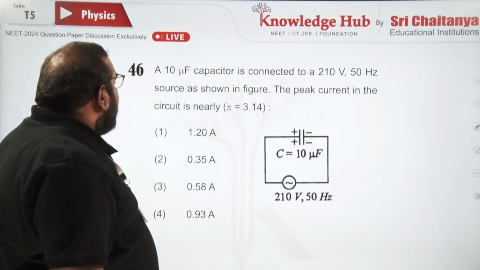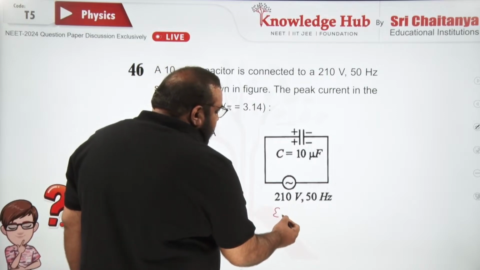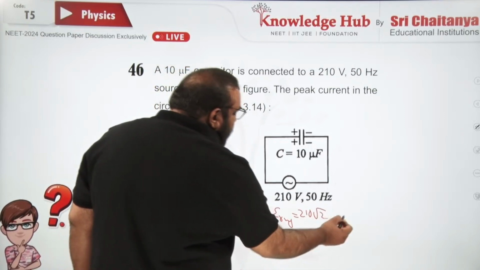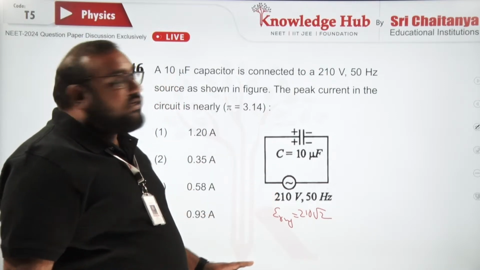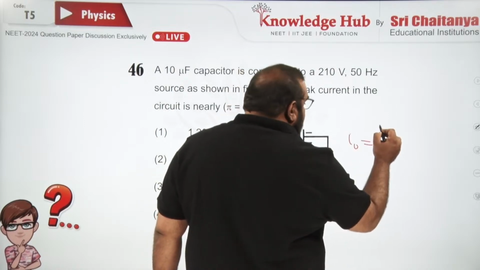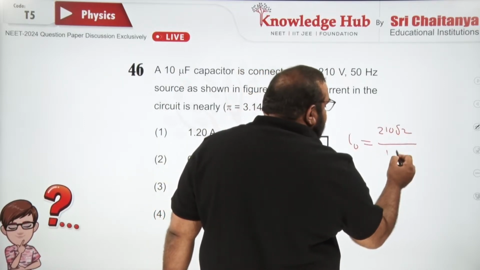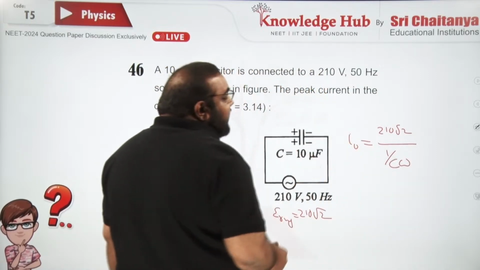46th question. A 10 microfarad capacitor is connected to 210 volt. So the RMS value we can consider 210, and the peak is 210 root 2. Capacity given, voltage given. What is asked? Peak value of the current. The peak value of the current is voltage 210 root 2 by resistance 1 upon C omega, which is nothing but the reactance of a capacitor.